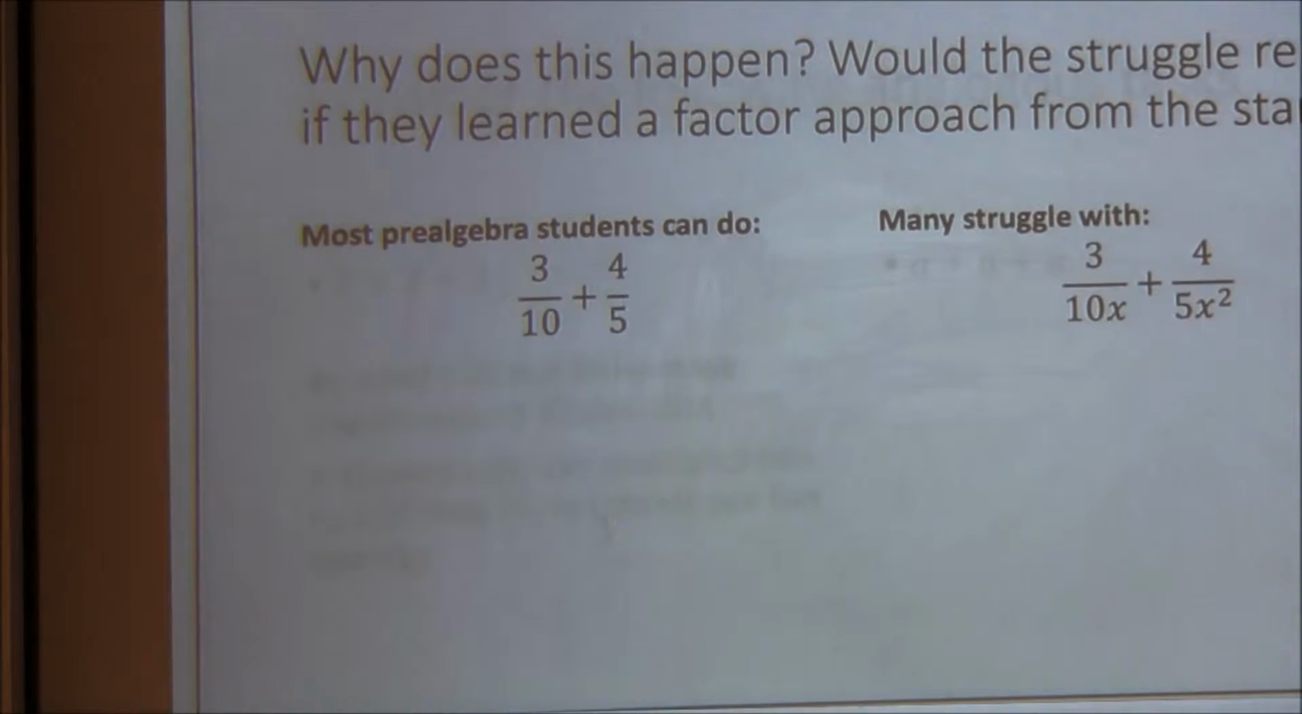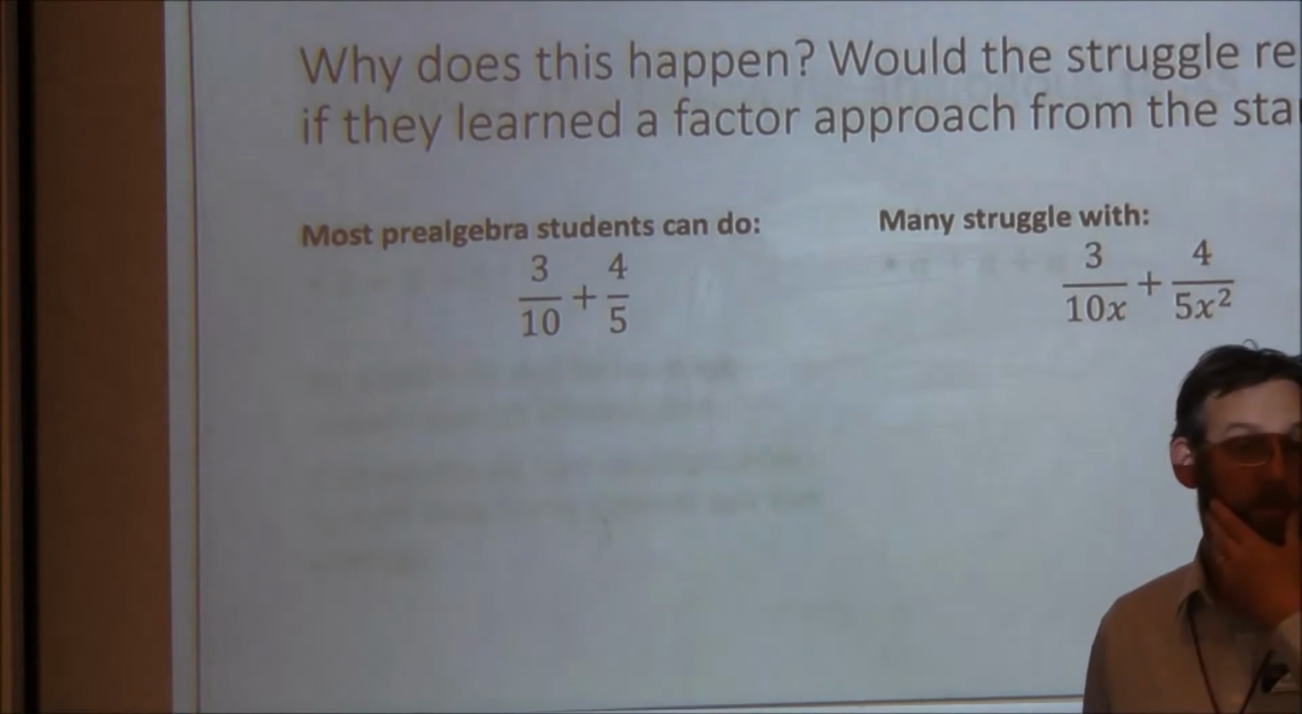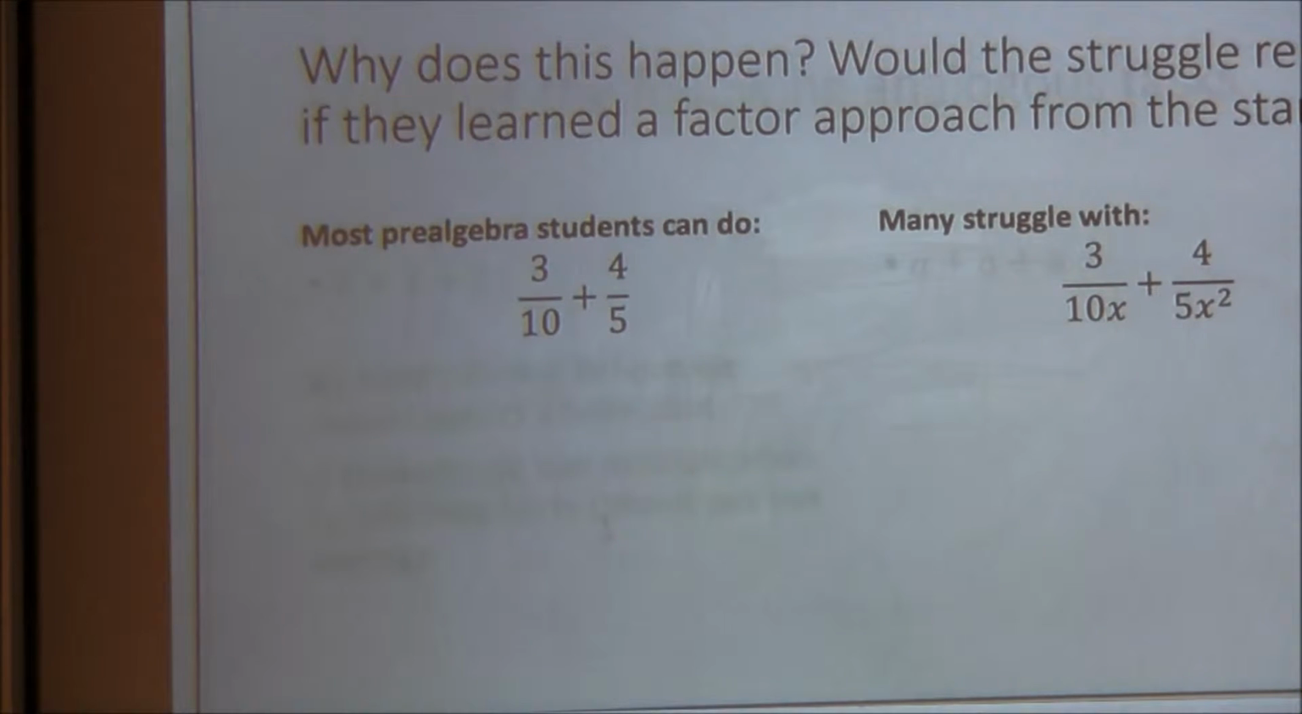Hey, most pre-algebra students can do this. They can do the one on the left. I give it for a softball. You know, hey, get this one right on question number 1. What's the difference between that and question number 2? And why can almost none of them do it? I mean, it's the same thing, right? Can you list the factors of 10 and 5? Can you list the factors of 10x?